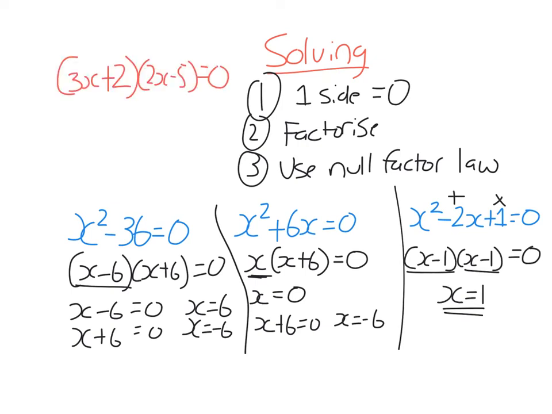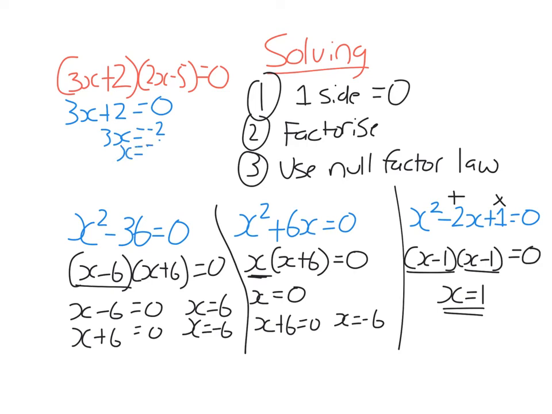So let's say we had an equation like this. It might look harder, but it's easier because step one's done, one side equals 0. Step two, it's already factorized. We're not going to go and expand it because it's factorized, and that's what we want. So the null factor law says either the first thing equals 0. So to solve 3x plus 2 equals 0, you just subtract 2 from both sides and divide by 3.